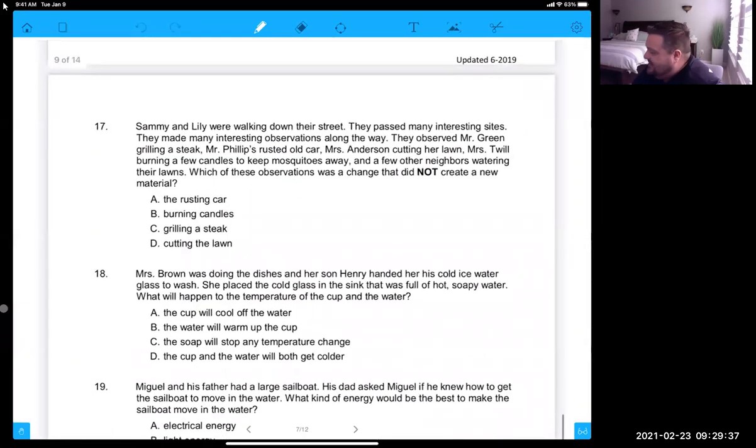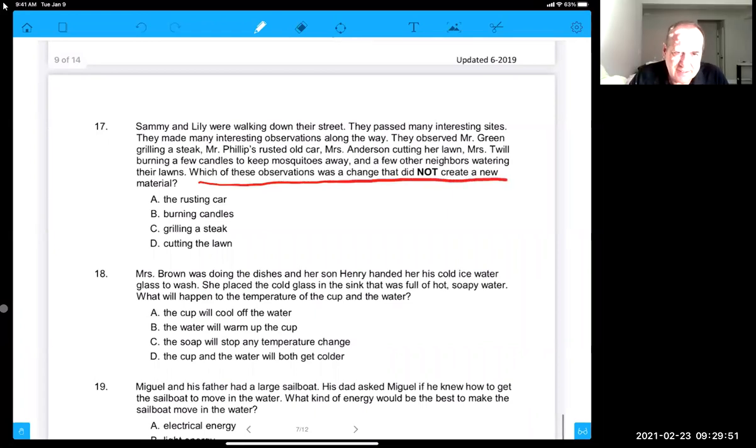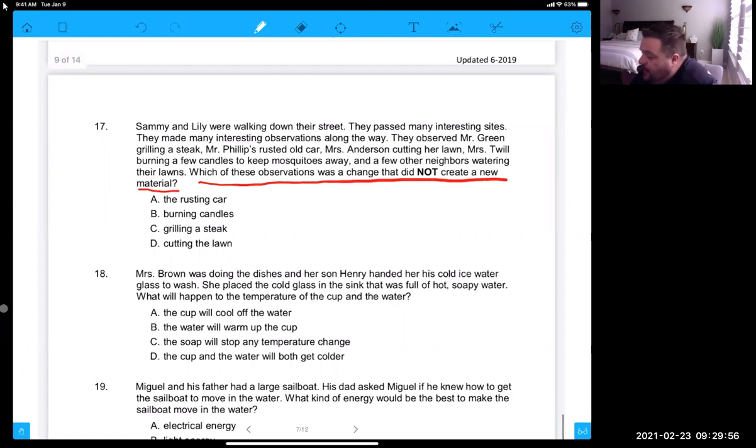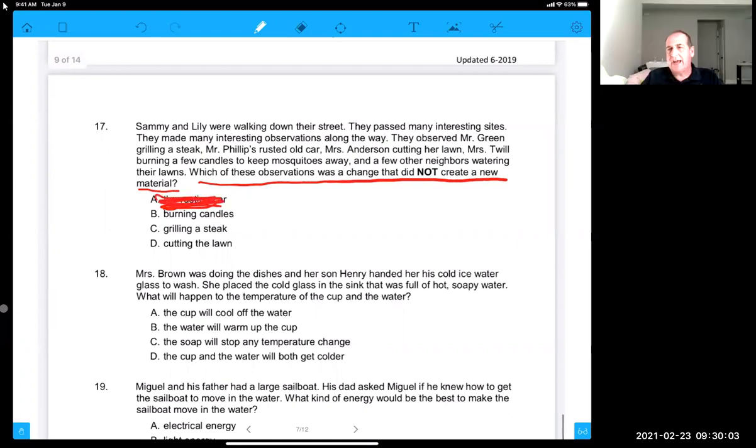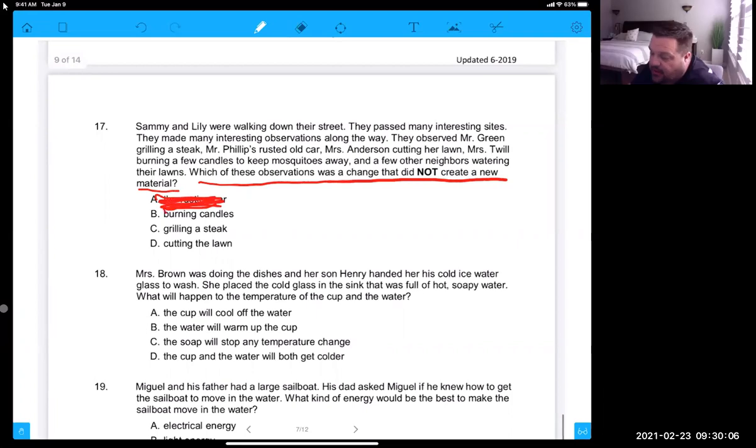All right, do number 17. Ooh, number 17 is long. So which of these observations was a change that did not create a new material? So it did not create something new. Well, the rusting of the car is creating rust on the car. So that's something new. Burn that candle down. If you burn a candle, it's going to get smaller. If you grill a steak, it's totally going to change, right?